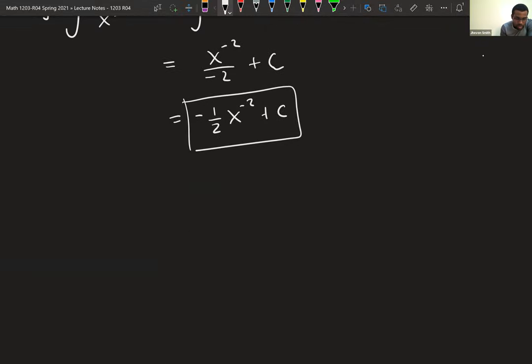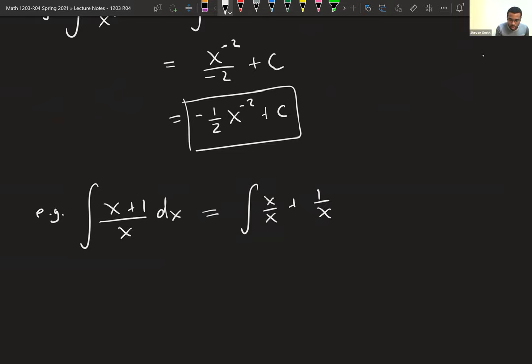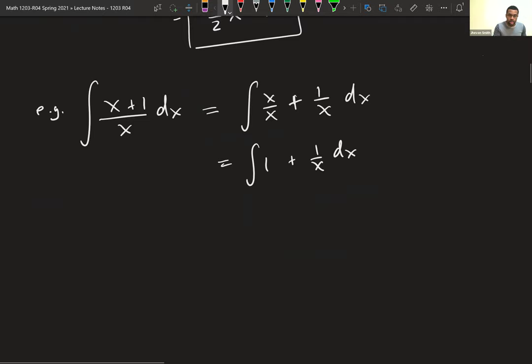Or we can have something like the antiderivative of say x plus 1 all over x. Again, it doesn't look like a basic rule that we have. However, I could simplify this by dividing, and then this would be 1 plus 1 over x. And here we can apply rule 1, and here we can apply rule 2. So rule 1, this becomes x. Rule 2, that becomes ln of absolute value of x.